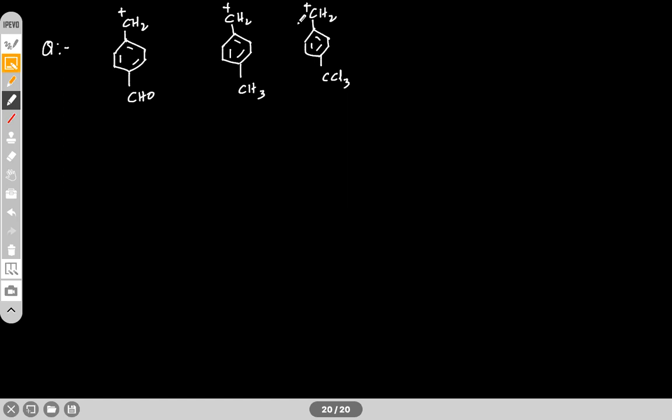Done? So in the first one, you see here we have minus M effect. This is plus H, minus H. Minus M, minus H, both are destabilizing factors. Minus M dominates minus H. This means what? This will destabilize more. 1, 2, 3.